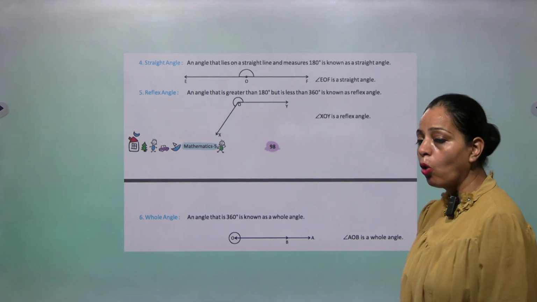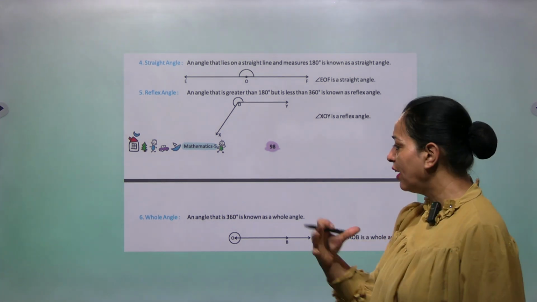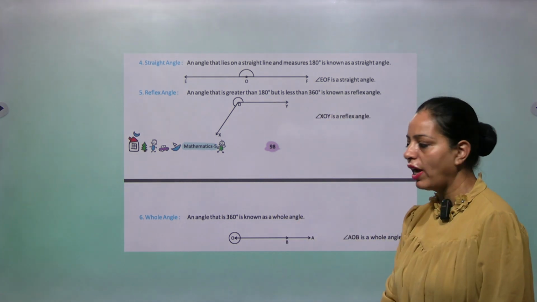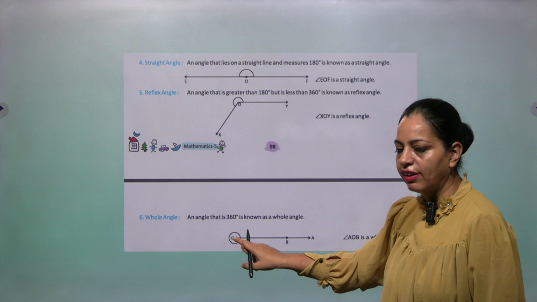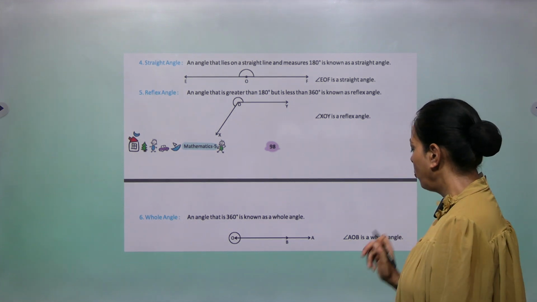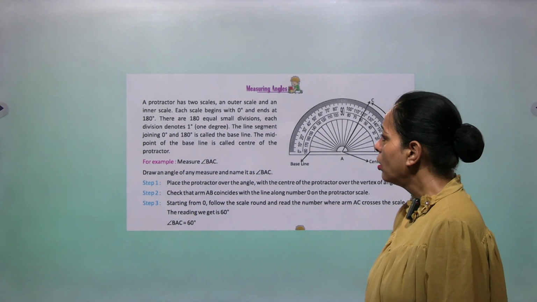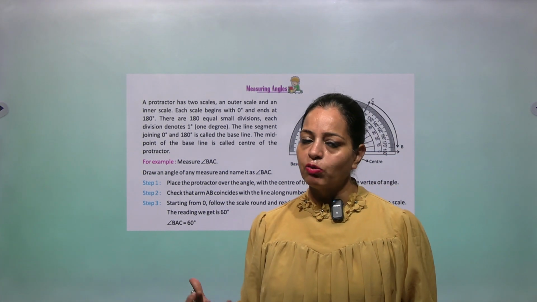Okay, and whole angle means complete angle. An angle that is 360 degree is known as a whole angle, complete, एक circle. So angle AOB is a whole angle. Now angle types we have done.